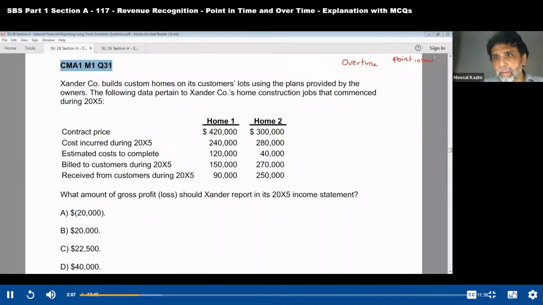Point in time, as I told you earlier, is when the project is fully complete, revenue is recognized, and no income, revenue, or expense is recognized before that. But loss is recognized immediately, the estimated loss. Whereas over time, as and when the construction is progressing, revenue, cost, as well as gross profit is recognized, right? The conditions for that I have spoken about in the previous class. There are three conditions. At least one should be satisfied.